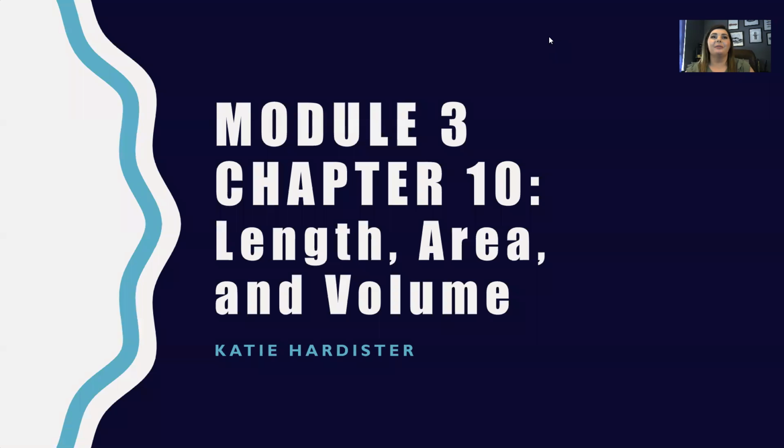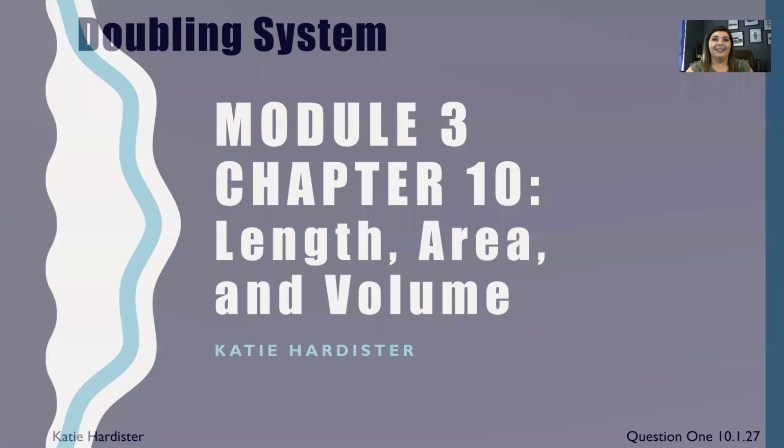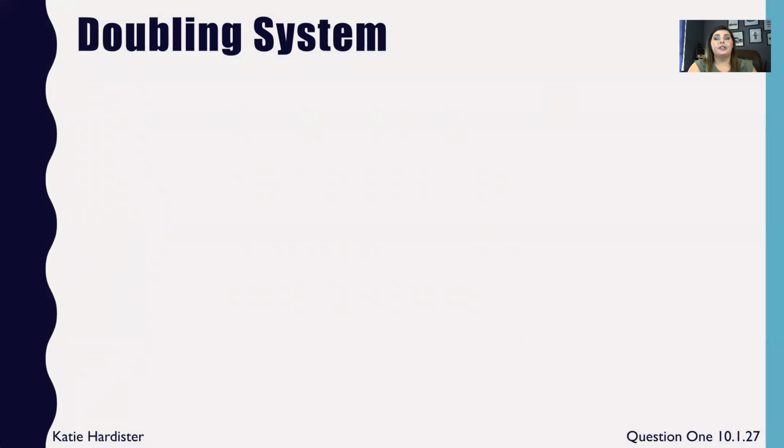Hey guys, today we're going to be going over Module 3, Chapter 10, which covers length, area, and volume. So we can jump on in. For the first equation, we're going to be looking at the doubling system.